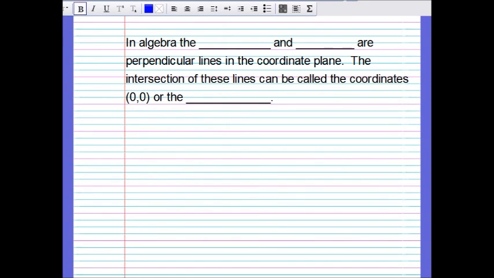Next, I want you to read through this, and let's fill in the blanks together. So in algebra, the blank and blank are the perpendicular lines in the coordinate plane. The intersection of these lines can be called the coordinate (0, 0), or the blank. Take a minute, think about it, and let's fill in those blanks. Hopefully you got these right. In algebra, the x-axis and y-axis are the perpendicular lines in the coordinate plane. The intersection of the lines can be called the coordinate (0, 0), or the origin.